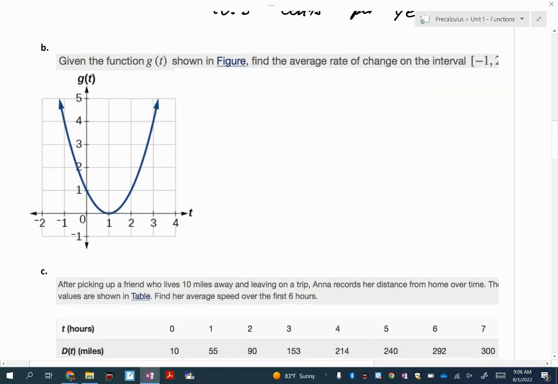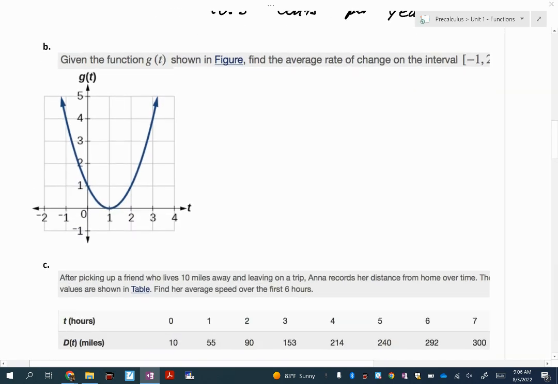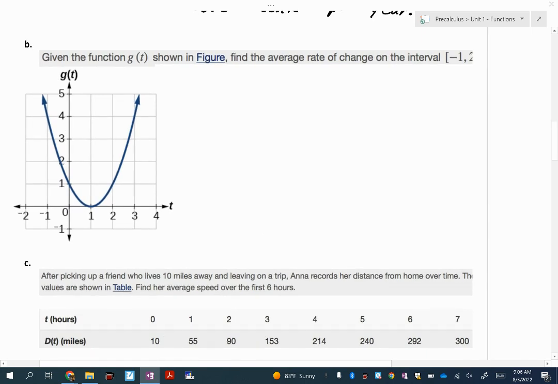Okay, let's use a graph. It wants us to find, and this number got cut off there, sorry about that, -1 to 2. So we're going to find the average rate of change on the interval -1 to 2. They're giving us the x values, so I'm going to go ahead and write down my x values here. But I need to use the graph to find the y values. So -1, 4, and 2, 1.